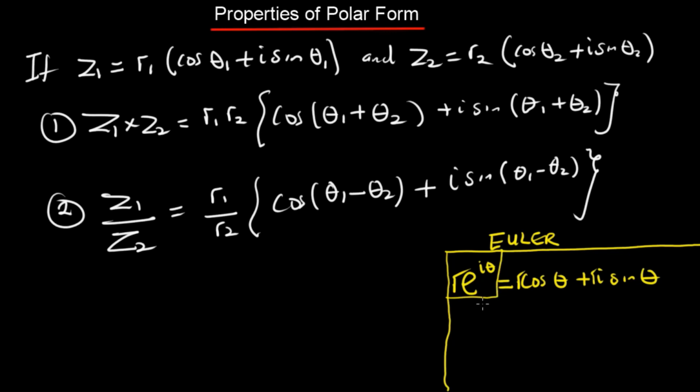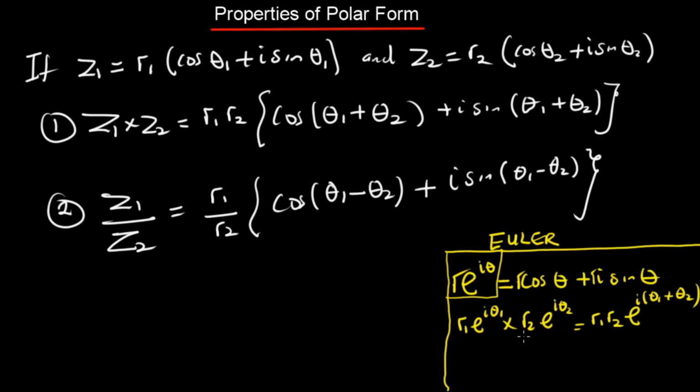then you can easily do multiplication. For example, if you have r1 e to the power of i theta 1 multiplied by r2 e to the power of i theta 2, this will go by the law of indices. It's going to be r1 r2 e to the power of i theta 1 plus theta 2. So it's going to make your work a lot easier if you're working in Euler, but we're not going to be looking at that in this tutorial.